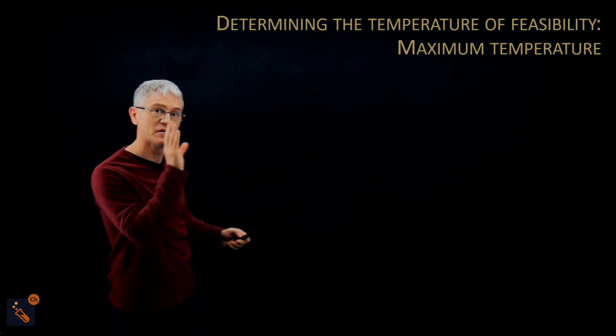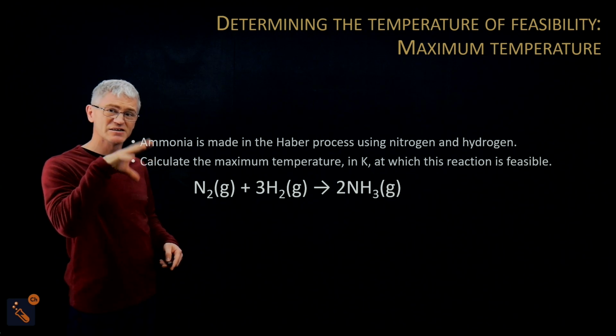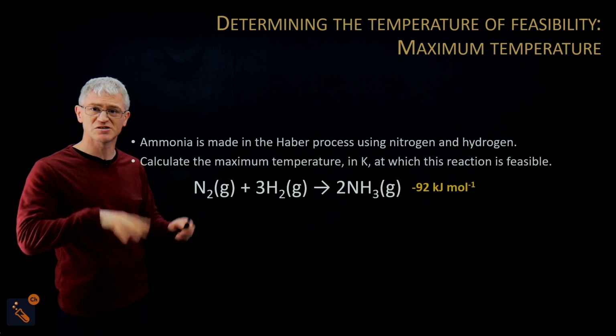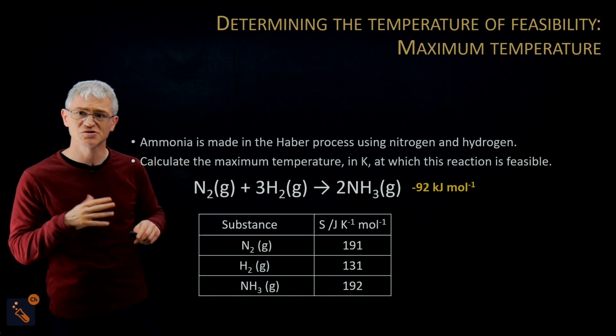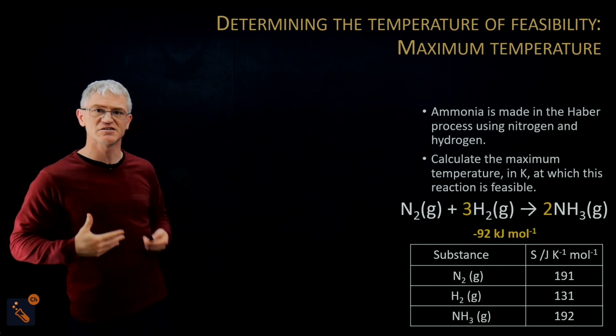Right, super. So the next one is to do the Haber process. It's maximum temperature again. Why don't you stop, do it yourself. Don't let me do it, okay? Do it yourself. It's minus 92 kilojoules per mole. We've got another thing. It's exactly the same style of question. So just see you do it again, okay?